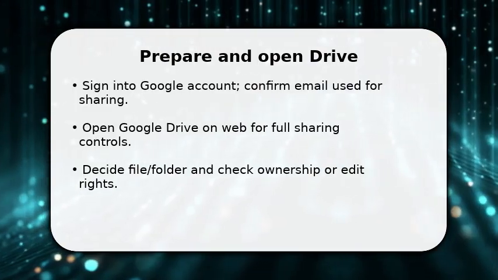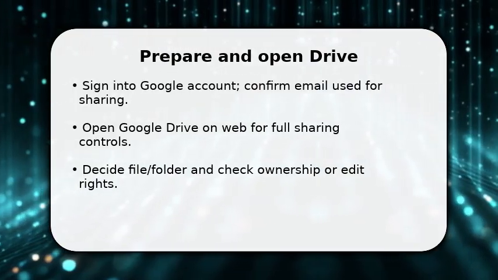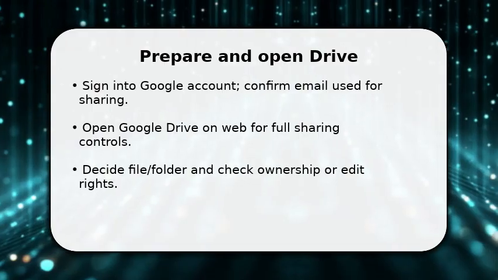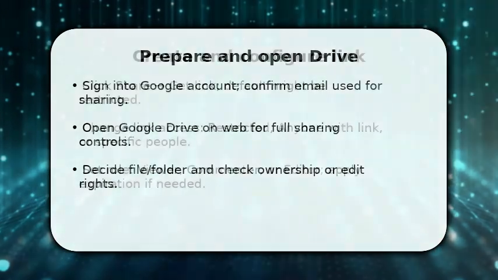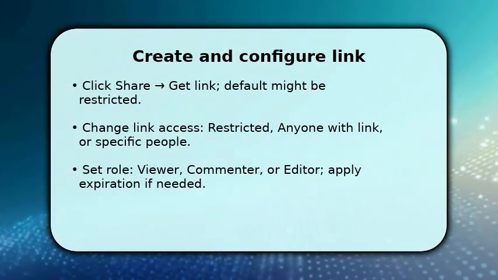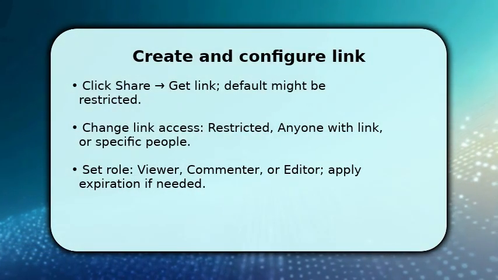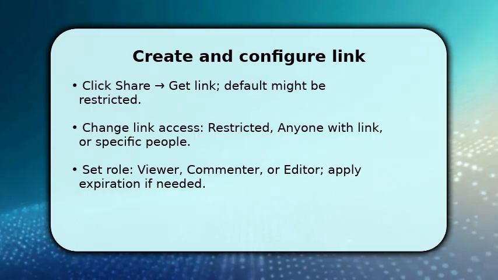Now right-click the item to access the sharing menu. This first action moves you from setup to creation without wasting time on trivial steps. Once in the sharing dialog, click Get Link and notice the default restriction that prevents accidental public access.